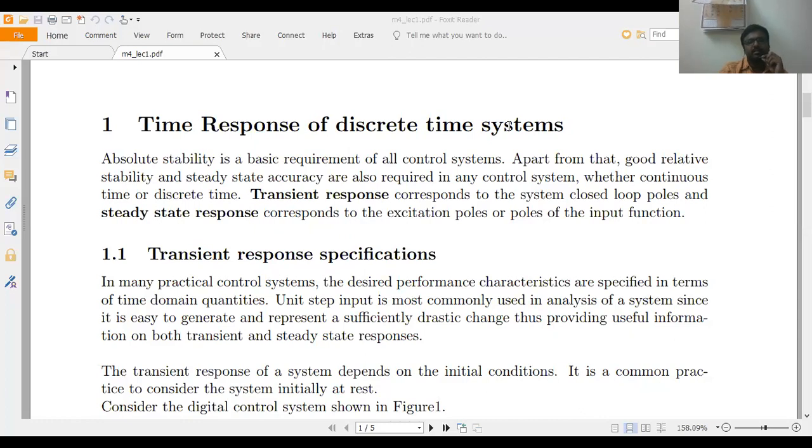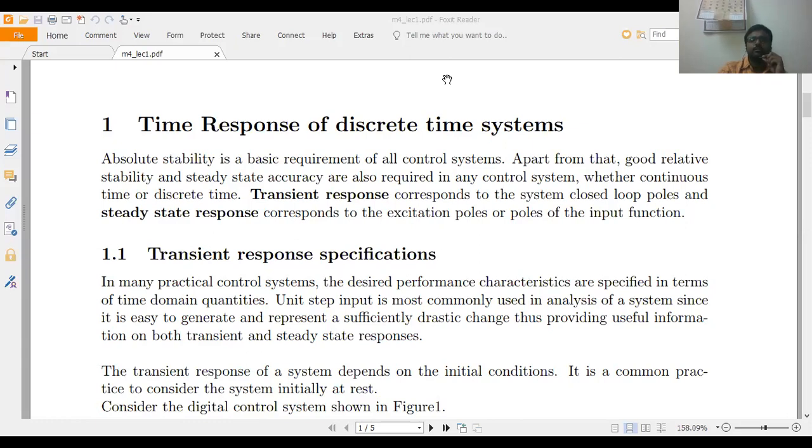Why are the transient response and steady state response used? While discussing any particular system, the main concern is stability. The main requirement of any control system is stability. In order to analyze the stability of a particular system, the transient response and steady state responses play a vital role.